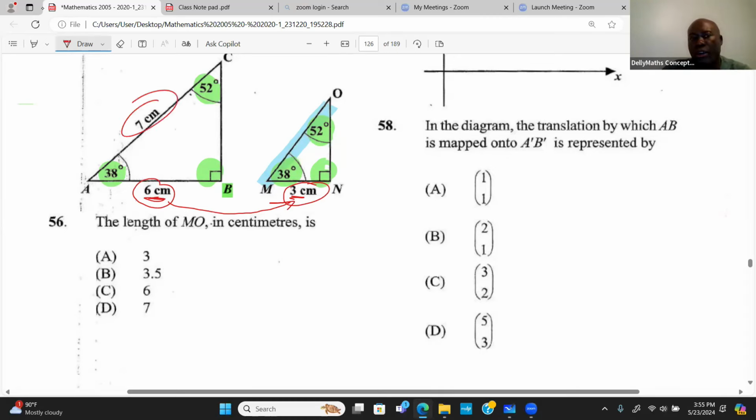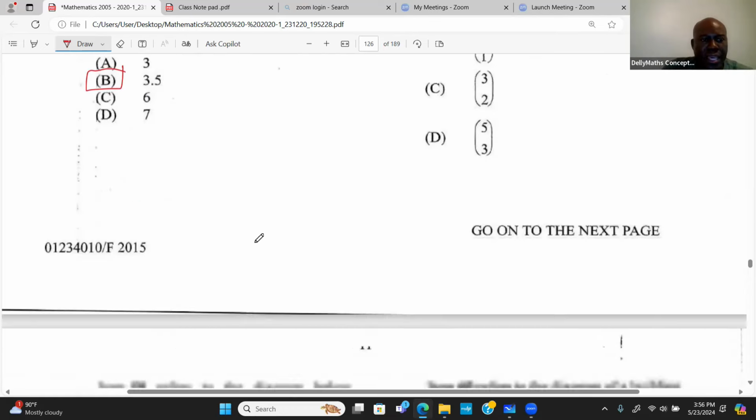So 7 will correspond to the side that they asked me for, which means that I'm going to divide 7 by 2, and it's going to be 3.5. And 3.5 is here. So we take it and we go with it. All right. So now let us go to 57.